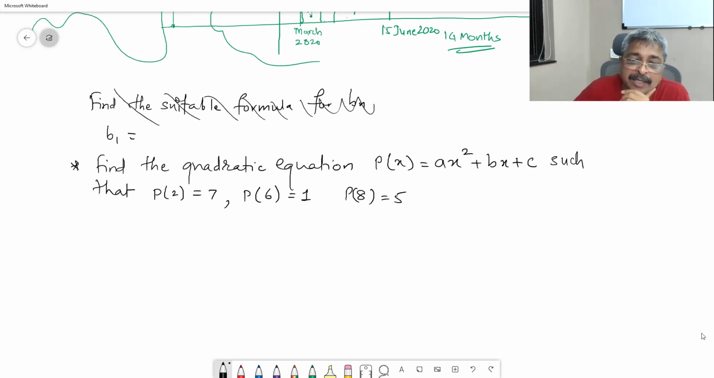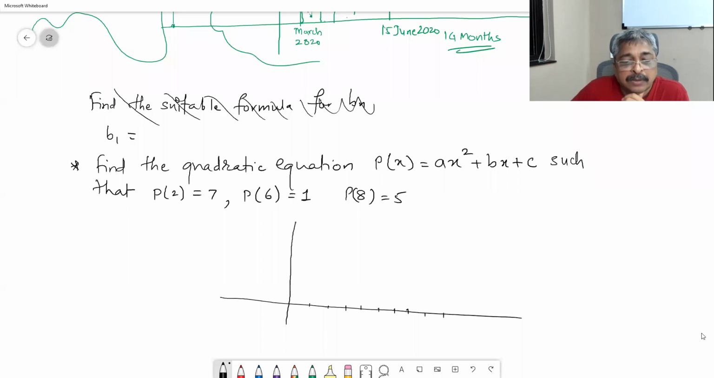What is this saying? This problem is saying that on the x-axis 1, 2, 3, 4, 5, 6, 7, 8, 9. This is 2, 3, 4, 5, 6, this is 6, 7, 8. The value of the function when we put x is equal to 2 is 7. This is the point. When we put x is equal to 6, we get 1. This is 7, this is 1. And when we put 8, we get 5.